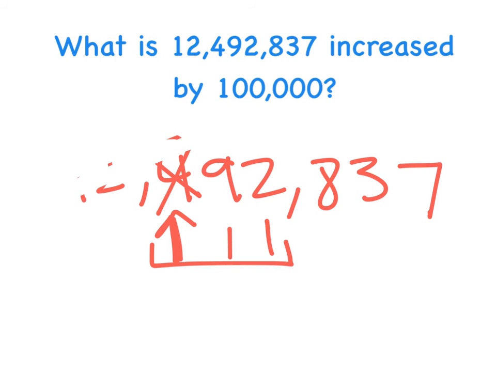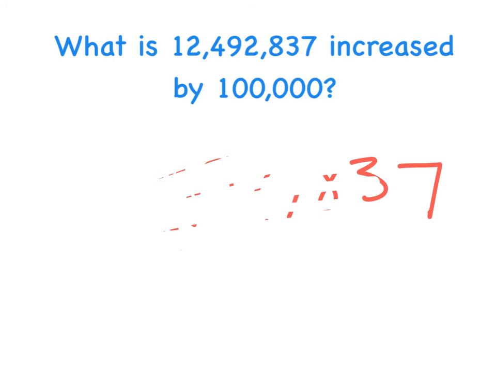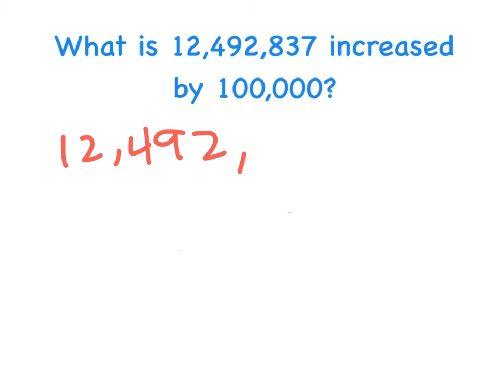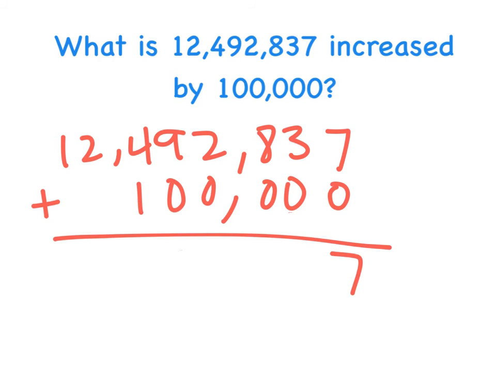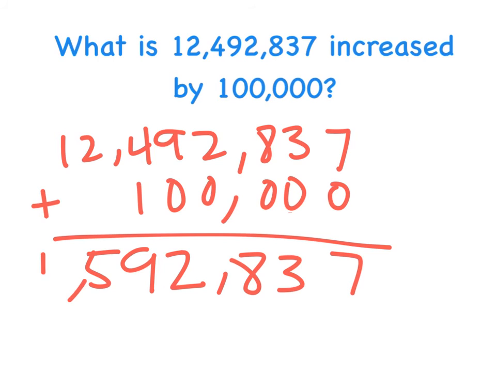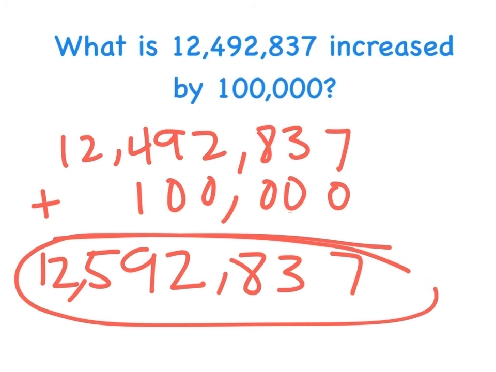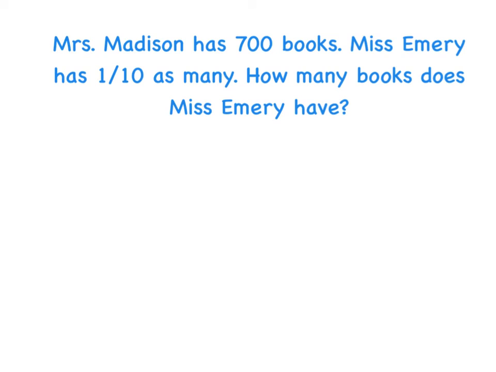Since increase means getting bigger, we could also add 100,000 to our original number, and that should give us the same answer. Let's see if we get the same exact thing. So I'm going to add 100,000 here. And when I do so, I should get the same thing I got by just adding 1 to the hundred thousands place. And I did. So that would be my answer.